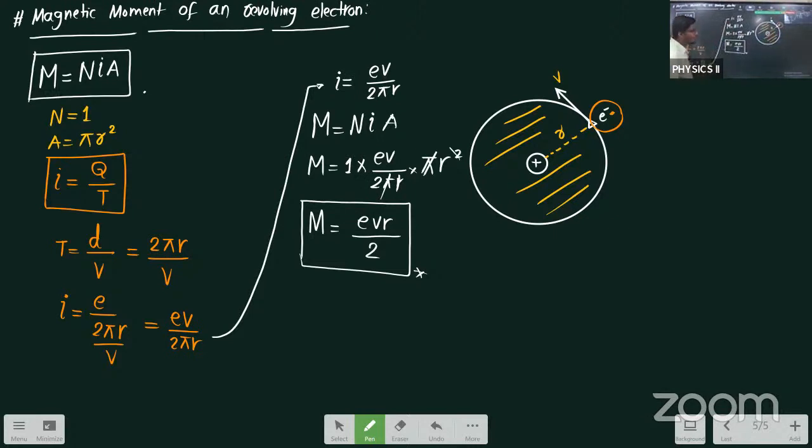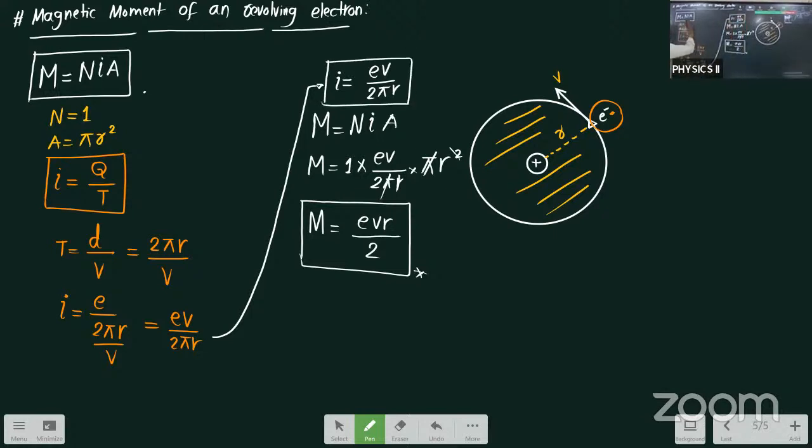We know the definition of electric current. Electric current is defined as the rate of flow of charge, so I have taken charge per unit time. The time taken by the electron to complete one revolution is T equals 2 pi r by v. I substituted the value of T in I and took Q as e because the electron is revolving around the nucleus. So I got I equals e v divided by 2 pi r.